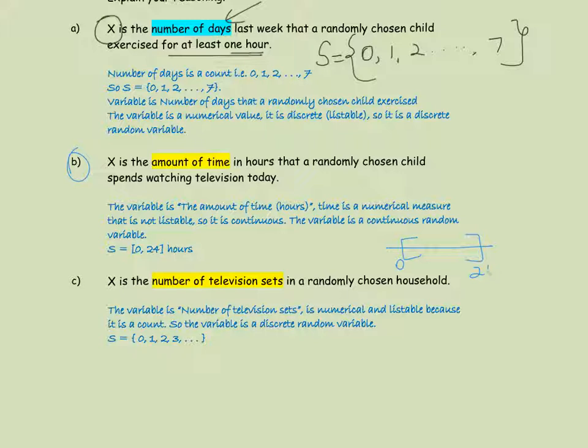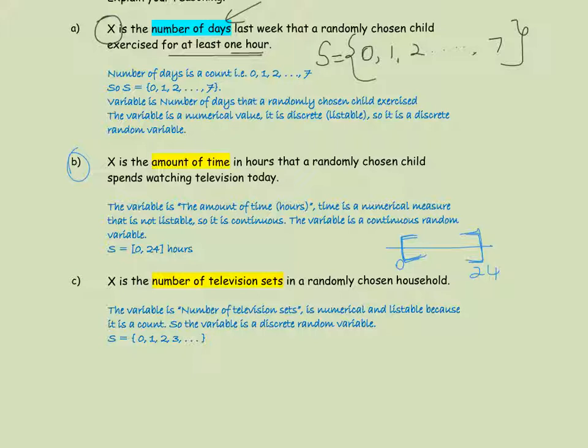So that's an interval or a range of values, and we use square brackets, which means it could be a maximum of 24 and a minimum of 0 hours. Note that here we cannot list all possible outcomes. It is not listable. So this would be an example of a continuous random variable. So it's a quantity, it's a measurement, so we can call it a continuous variable.